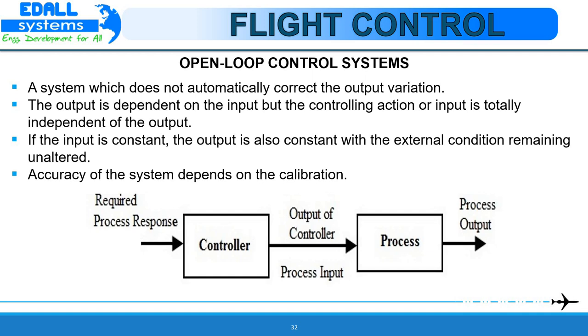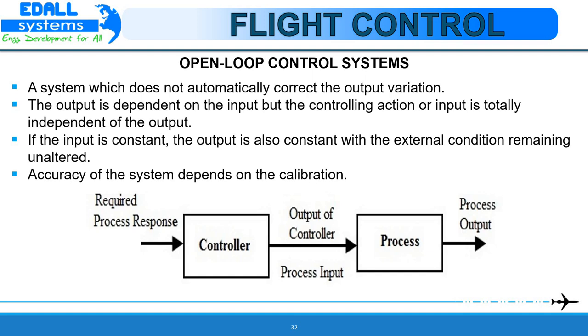Generally, these are not troubled with the problem of stability. Such systems are simple to design and hence economical. There are a few disadvantages of an open loop control system. Such systems are inaccurate and unreliable because the accuracy of the system is totally dependent on the accurate pre-calibration of the controller.